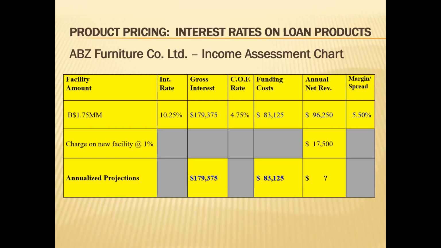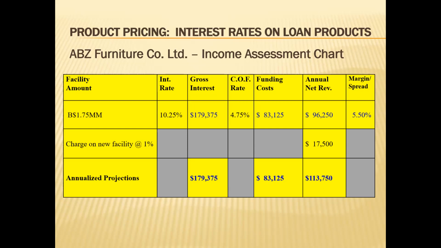$113,750. Okay. And how did you arrive at that? The 96,250 plus the 17,500. Very good. Excellent. Okay. So everyone sees that now?